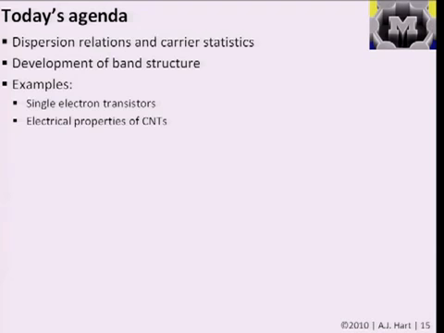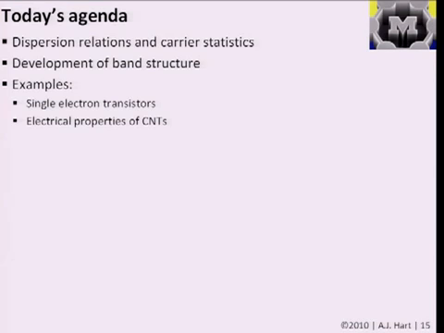Okay, so that's a bit of a recap of last time. And today we're going to talk about what governs the electronic properties of nanostructures. So we're going to focus more specifically on electrons as energy carriers. And we're going to talk about the idea of dispersion relations and the statistics of carrier energies and their properties. We'll talk about how that relates to the band structure of a material, how we develop a band gap, and how that differentiates, for example, between metals and semiconductors and insulators.